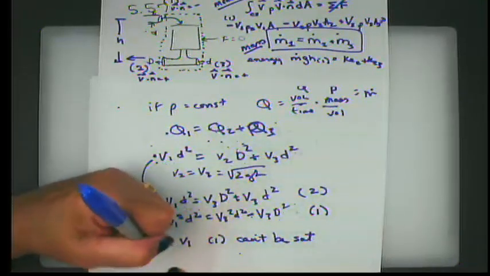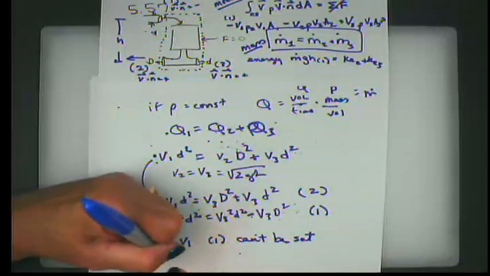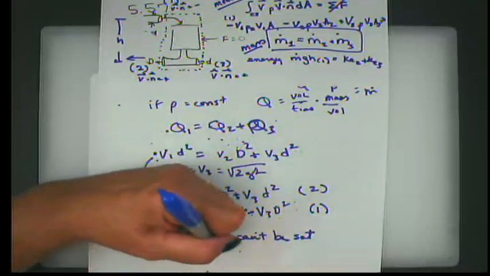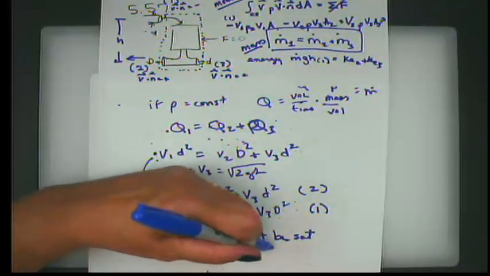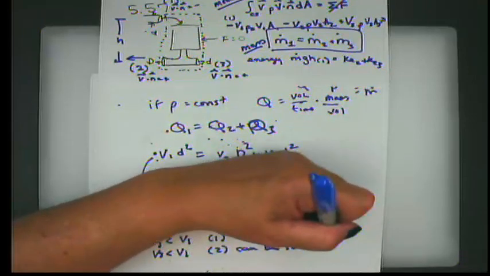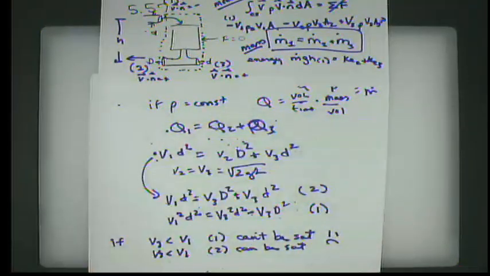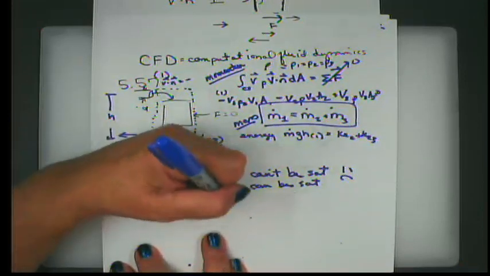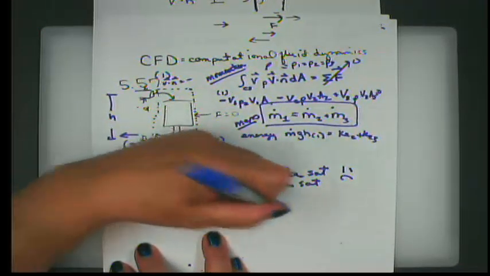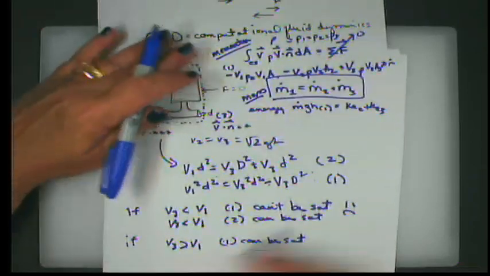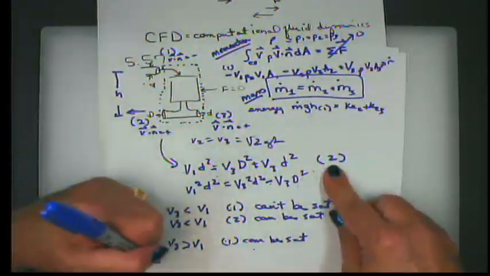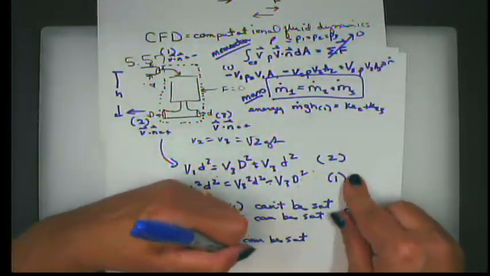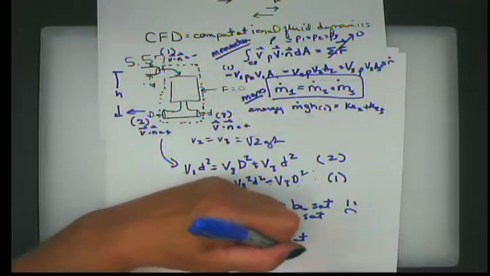If V3 is less than V1, equation 2 can be satisfied. But this eliminates it as a possibility, doesn't it? Okay. So then let's look at another case. If, on the other hand, V3 is greater than V1, 1 can be satisfied, but what happens to 2? Then 2 cannot be satisfied. So once again, that doesn't work.